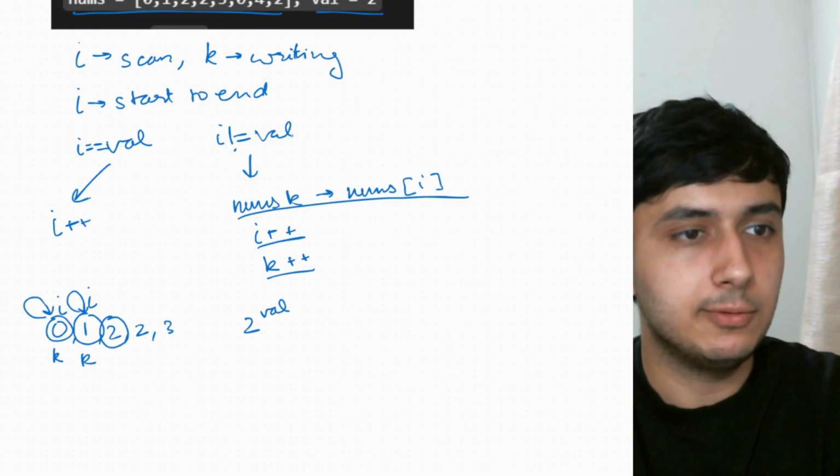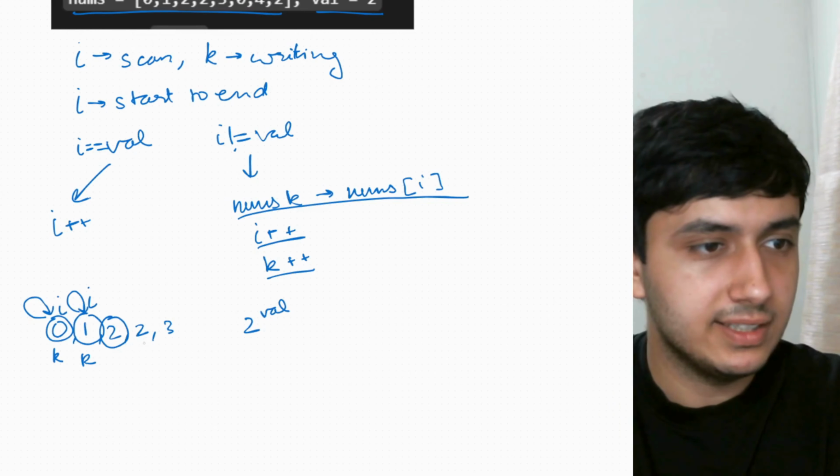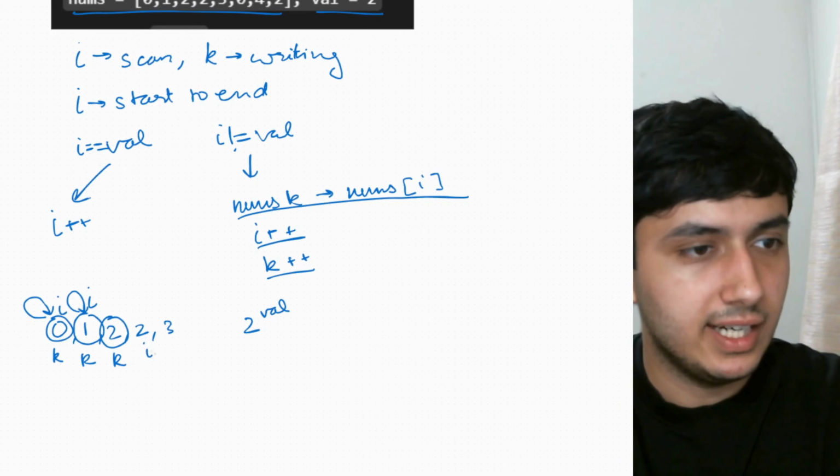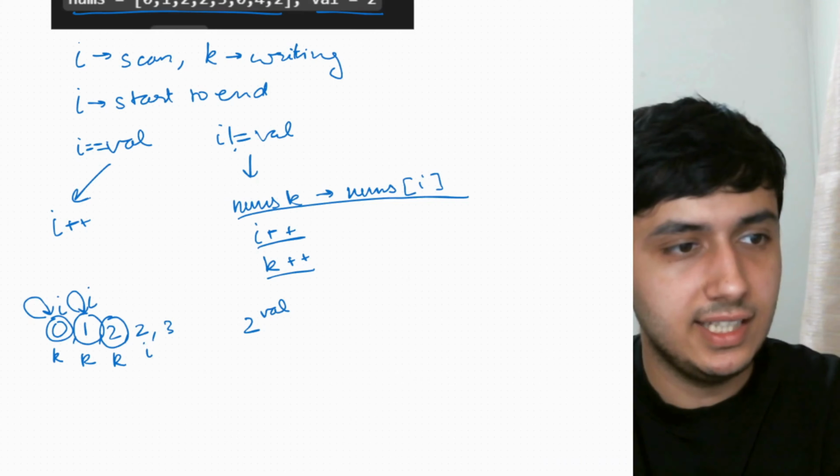Now 2 is equal to 2. So we just move i one step ahead and we check again. So k is here, i is here. Now i is still equal to 2. So we move i one step ahead again.